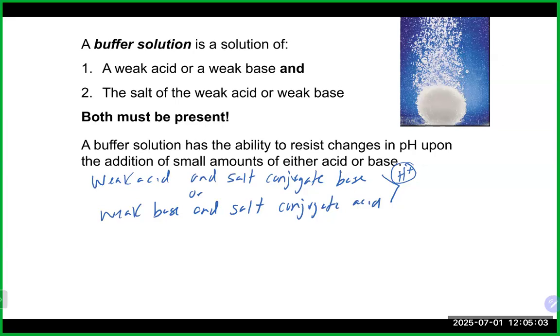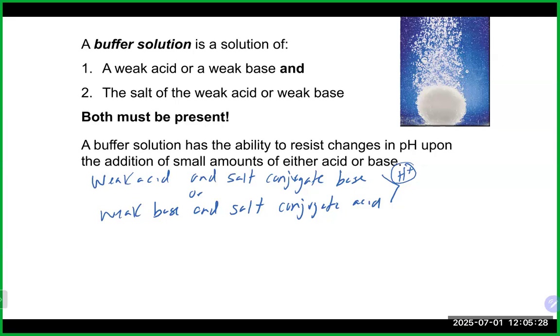So for example, if you made a buffer at a pH of 4 and you decide to add some acid to it, it will probably go down just a little bit, but it won't go down tremendously if it's a good buffer. It will still be around a pH of 4. Maybe it drops to 3.9 or something like that. But it will not go from a pH of 4 all the way down to a pH of 1. So you won't get this really big drop in pH when you add your acid.